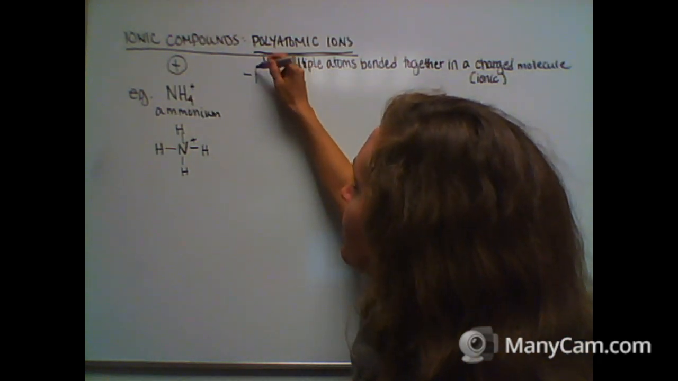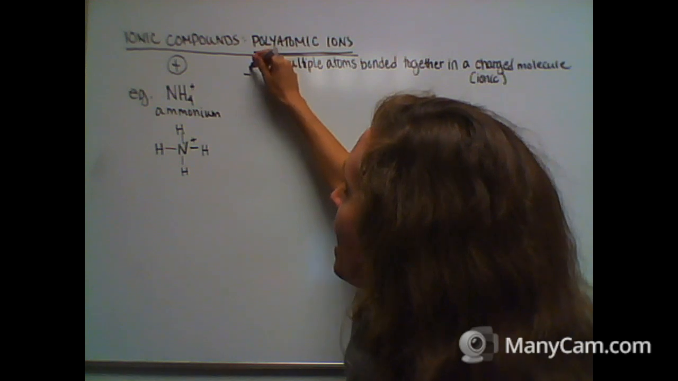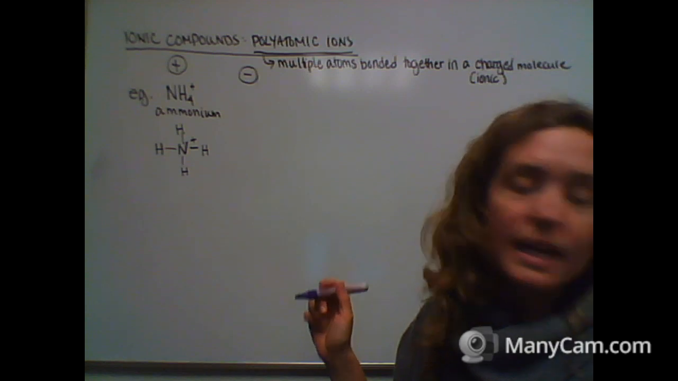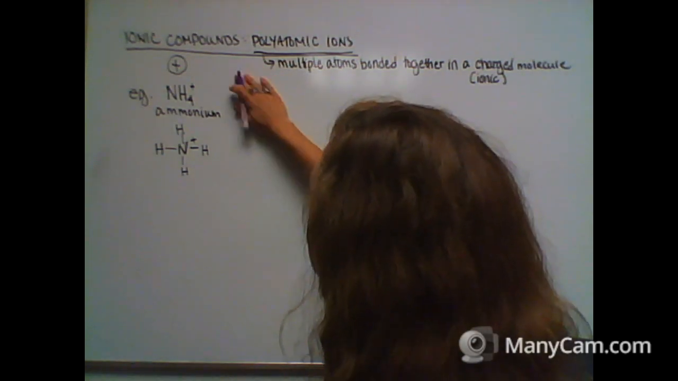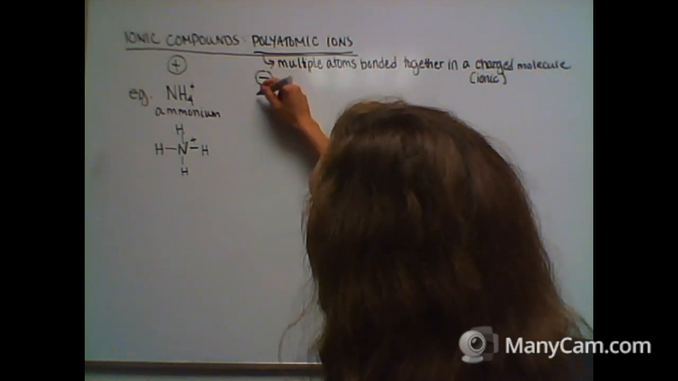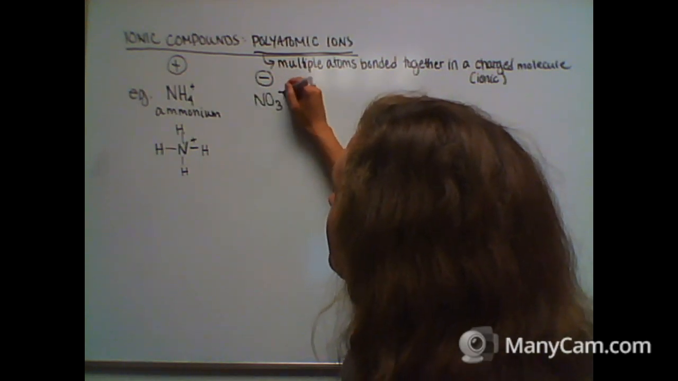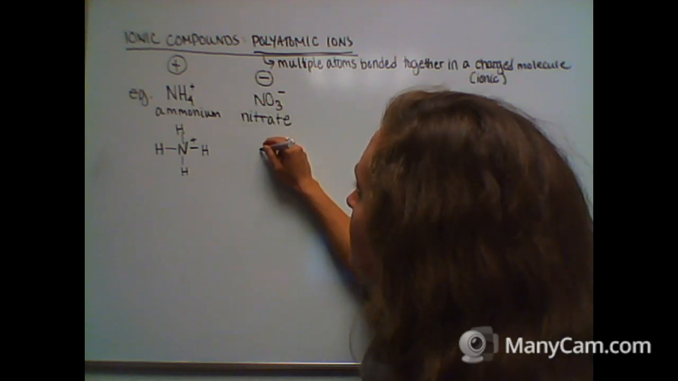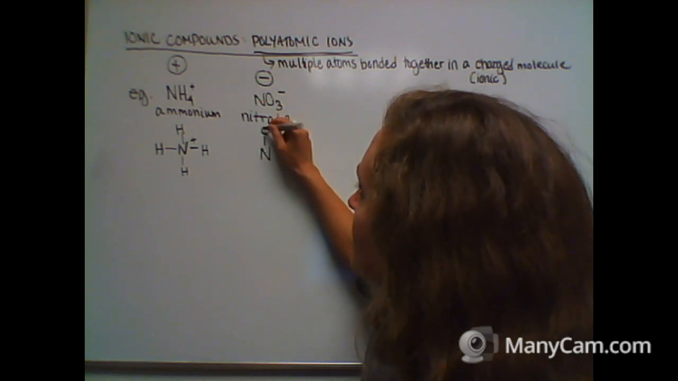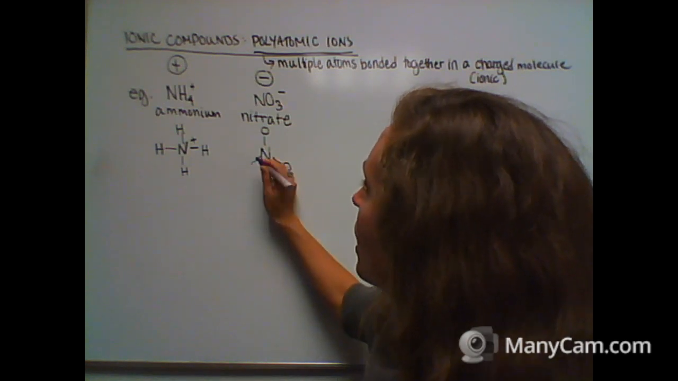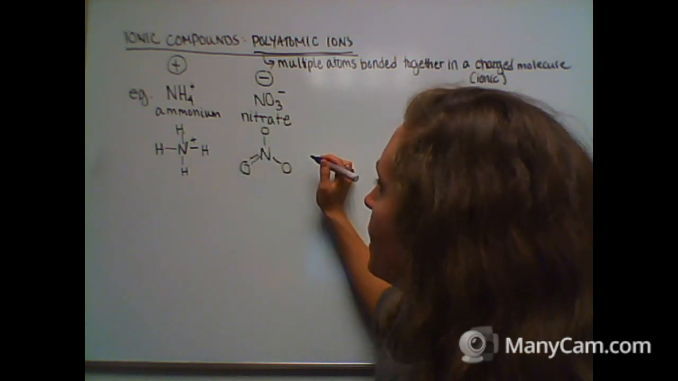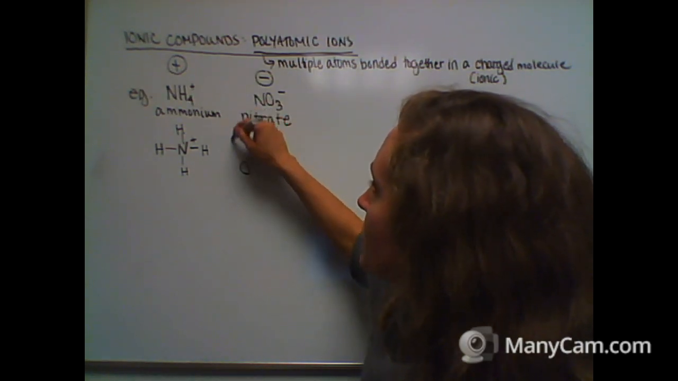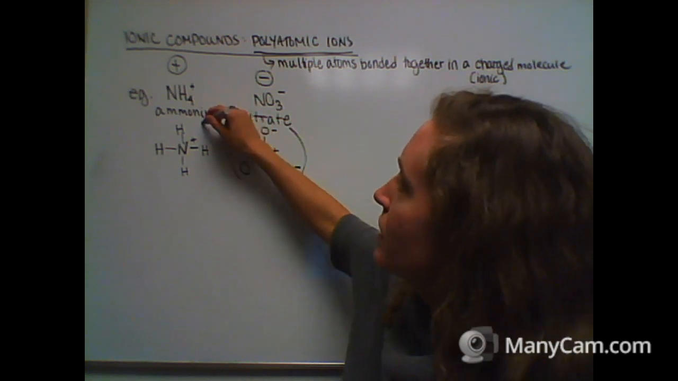Another common polyatomic ion with a -1 charge would be nitrate. NO3-, nitrate. Nitrate looks like this. There are 3 oxygen atoms bonded to a nitrogen. There's a negative charge on each of the oxygens and a positive charge on the nitrogen.